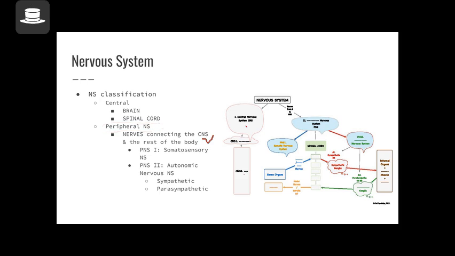And there are two types of peripheral nervous system. One is the somatosensory nervous system, which connects the brain and spinal cord with the sense organs and voluntary muscles. Then the peripheral nervous system of the second kind, called the autonomic nervous system, connects the other body parts with the brain and spinal cord. And there are two kinds of autonomic nervous system, sympathetic and parasympathetic.